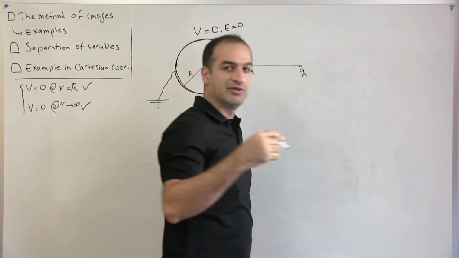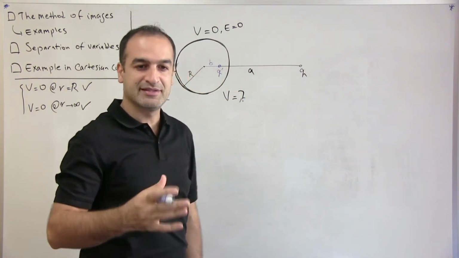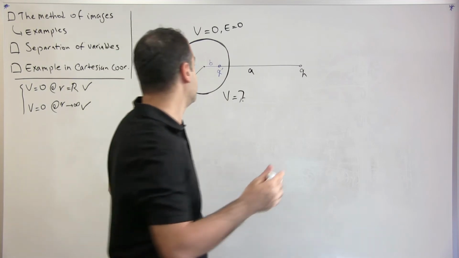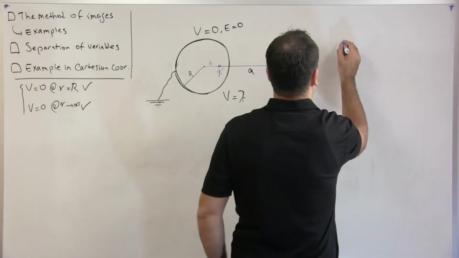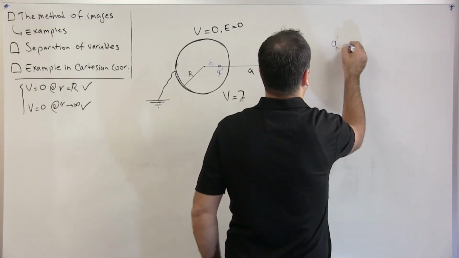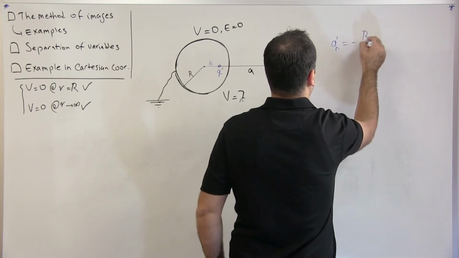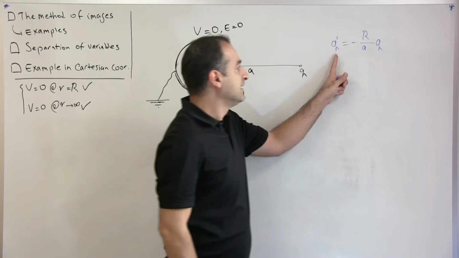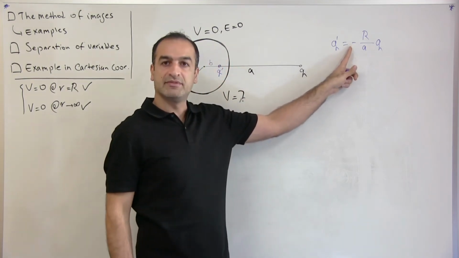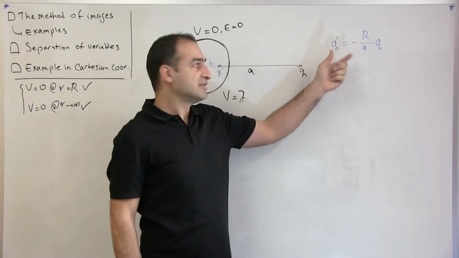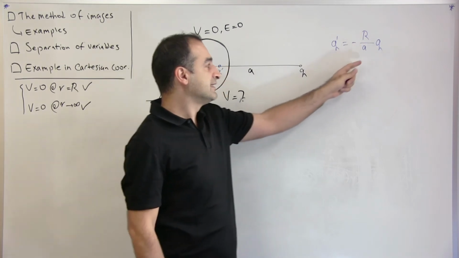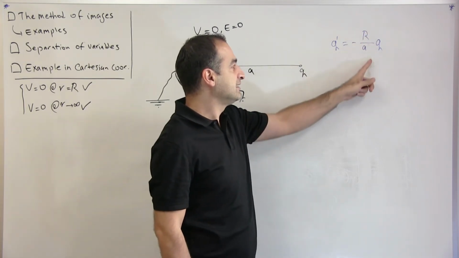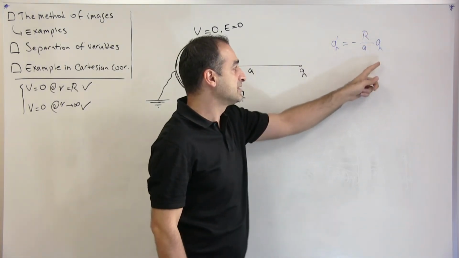This is not something you can really come up with by thinking, but this image charge problem is relatively famous. We just test if it's correct or not. Q prime should be negative of R over A times Q. So Q prime is negative, so in terms of the sign, the charge is opposite to Q. In terms of the magnitude, it's not exactly negative Q, it's R over A times Q.